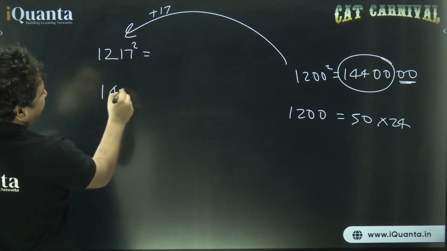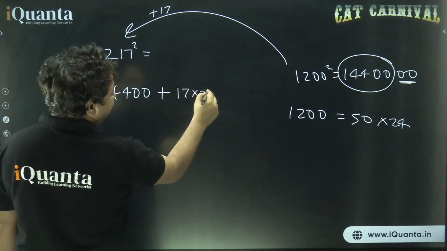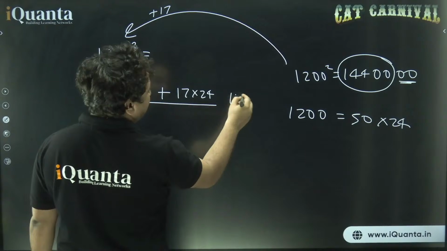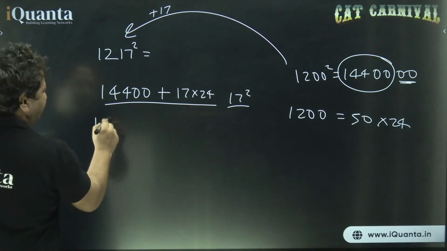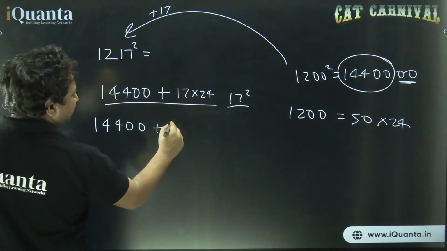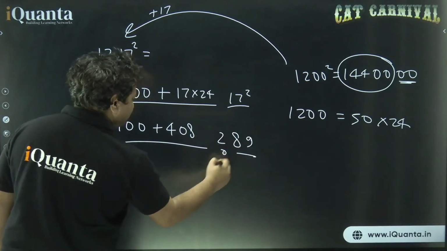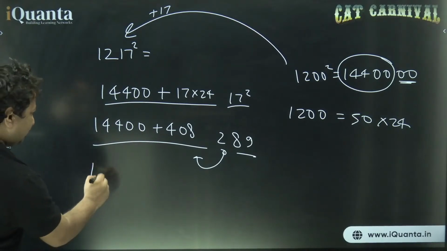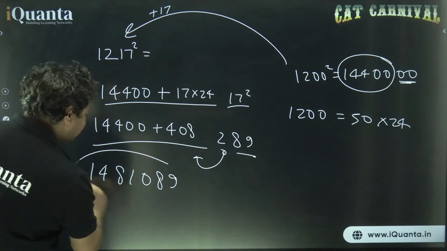So 14400 has to be increased 17 times by multiplying with 24, and here we have the square of 17. Clear? Just Bills, I don't know your name. So that's what we have to do. Basically we have 14400. This will be 3468, 408. Just check the calculation. And 17 square is 289. 89 stays, 2 goes to carry forward. All we have is 1481089. I think that's the right answer.